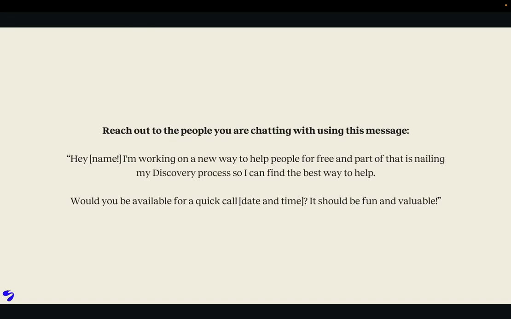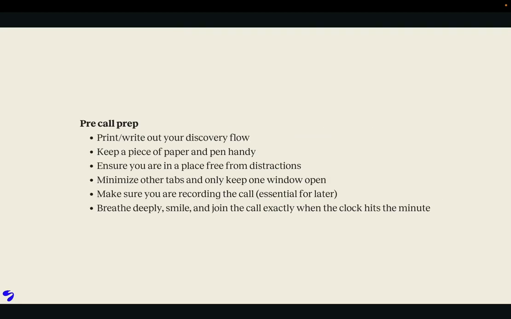That's how easy it is. Hey name, hey Kirby, I'm working on a new way to help people for free, and part of that is nailing my discovery process so I can find the best way to help. Would you be available for a quick call, date and time? It should be fun and valuable. Send your calendar link, Calendly, whatever else you need. Or if you want a pro tip, ask them to get on a call right away. If you're chatting with someone in the DMs, you're chatting back and forth, say, hey, you free for a quick call right now? I'd love to chat more about this. Money loves speed. If you're faster, you will go farther.